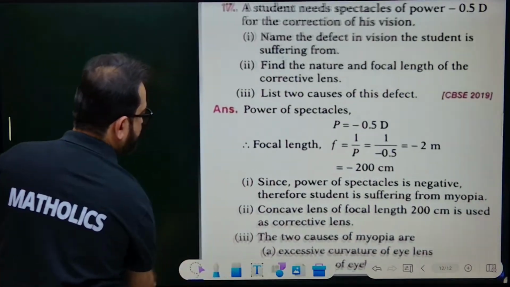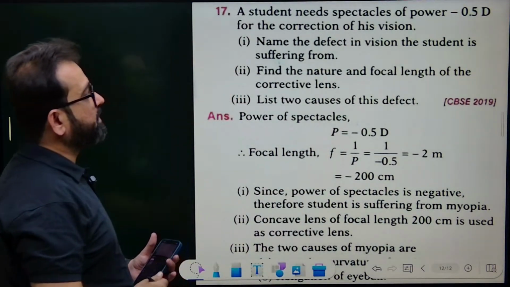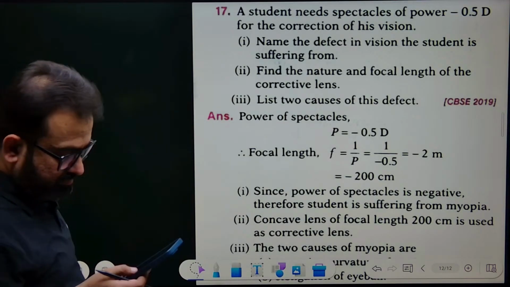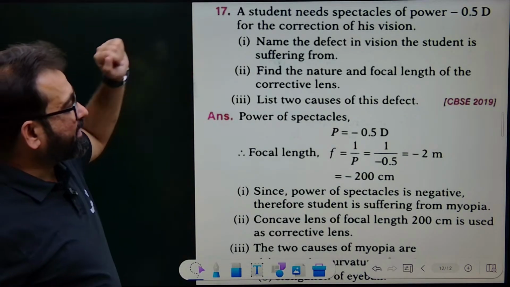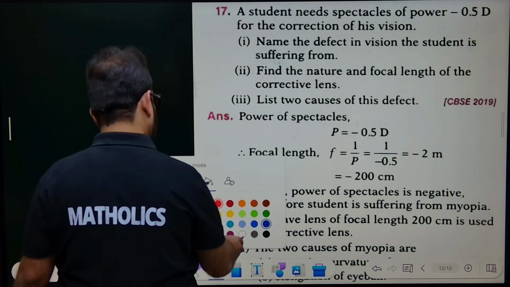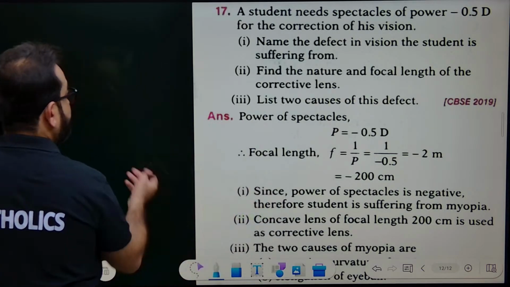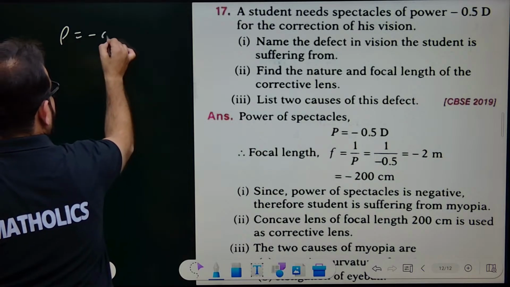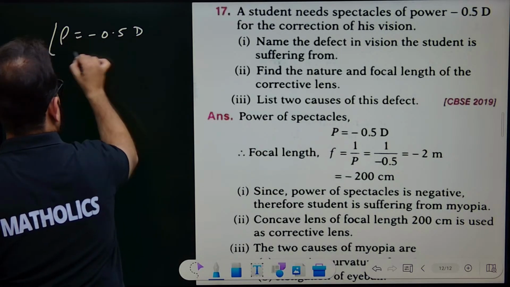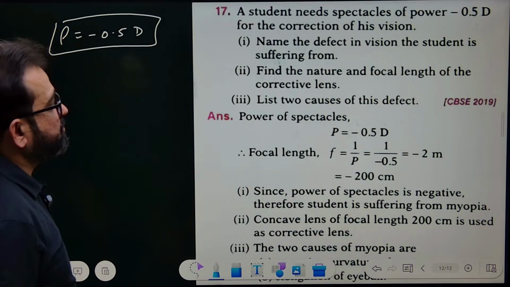Okay, read this question. Let's solve this. The question says a student needs spectacles of power minus 0.5 D for the correction of his vision. Okay, no problem. Power is minus 0.5 diopter. D is the diopter, the unit of power. Name the defect in vision the student is suffering from.